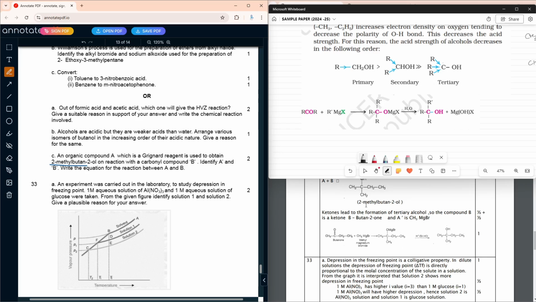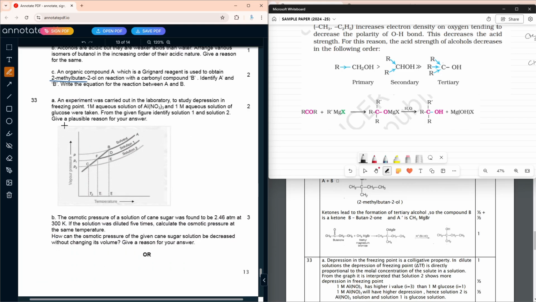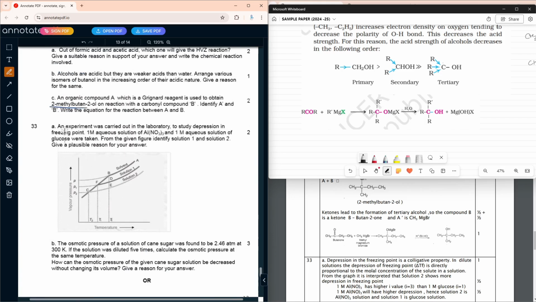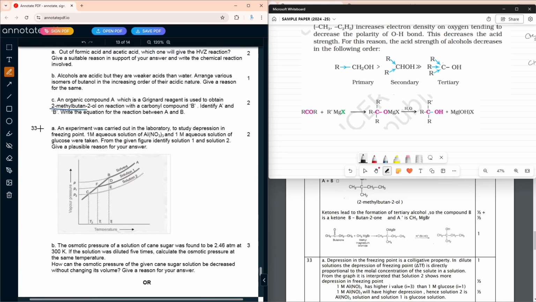Okay, so with that, we're done with question number 32. And this last one was based on the chapter Alcohols, Phenols, Ethers, specifically about preparation of alcohols. Last question of this question paper. Great, right? So question 33.